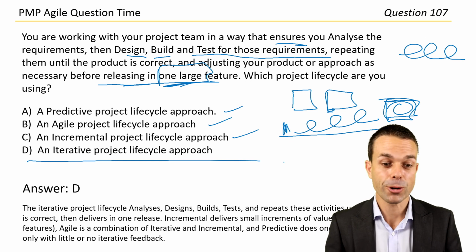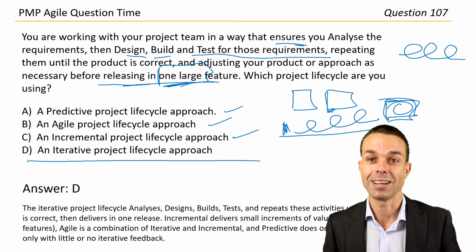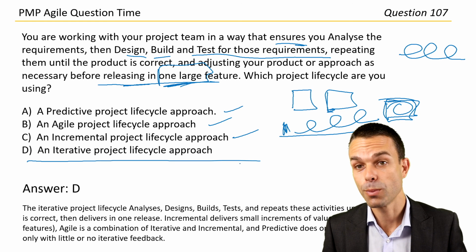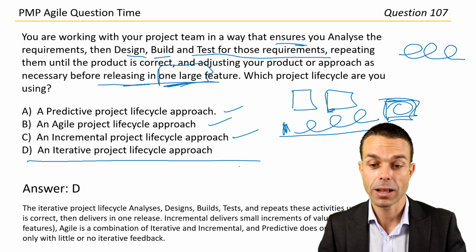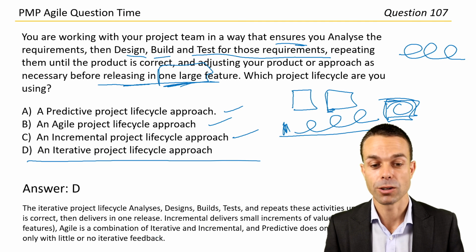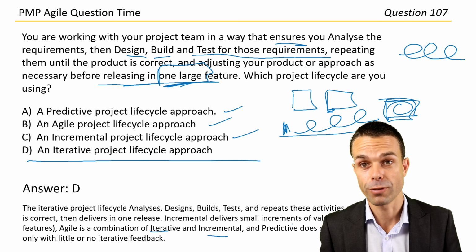Answer D. The iterative project lifecycle analyzes, designs, tests, builds, and repeats these activities until it is correct, then delivers in one release. Incremental delivers small increments of value, for example, features that we're releasing. And Agile is a combination of iterative and incremental. Predictive does one release with no feedback usually.